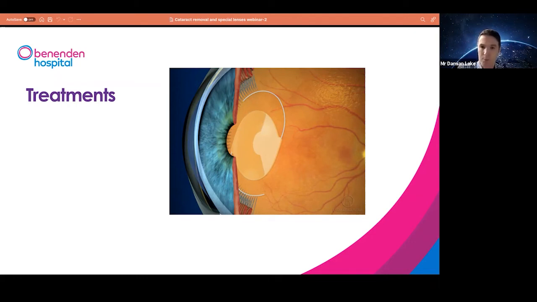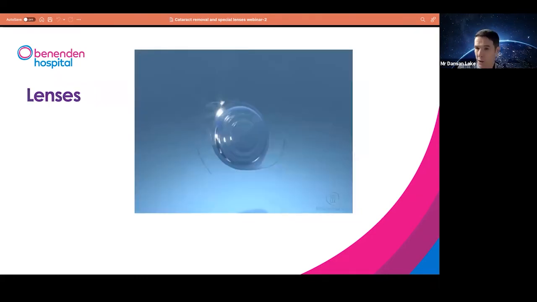And for people with astigmatism, it wouldn't correct that, and therefore they would need glasses all the time. At Benedum, we can offer other lenses, which we call premium lenses or special lenses, including multifocal lenses. You can see on this multifocal lens that there's a number of rings, and those rings allow you to focus up close, in the middle, and in the distance. So you're less reliant on spectacles.